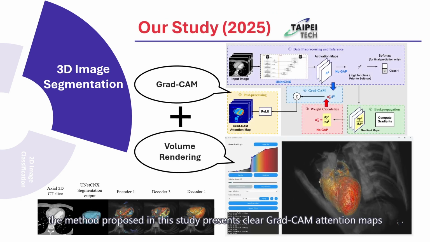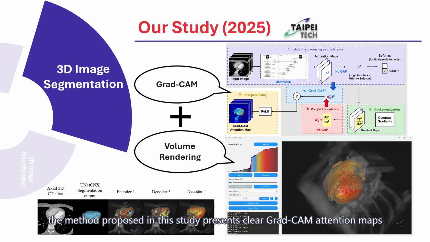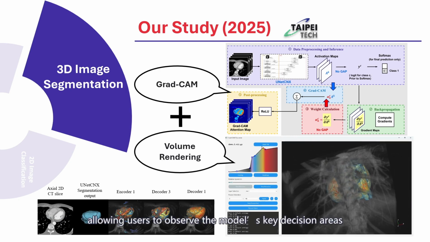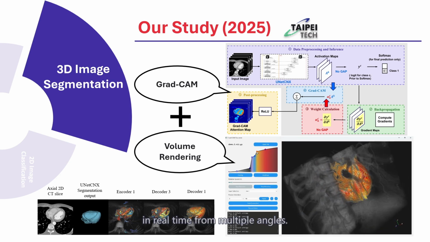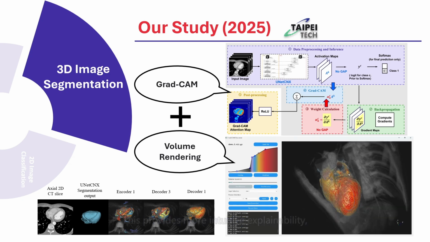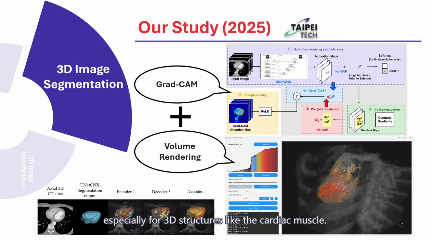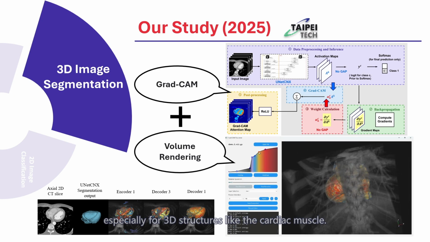In contrast, the method proposed in this study presents clear Grad-CAM attention maps directly in 3D, allowing users to observe the model's key decision areas in real time from multiple angles. This provides more intuitive explainability, especially for 3D structures like the cardiac muscle.